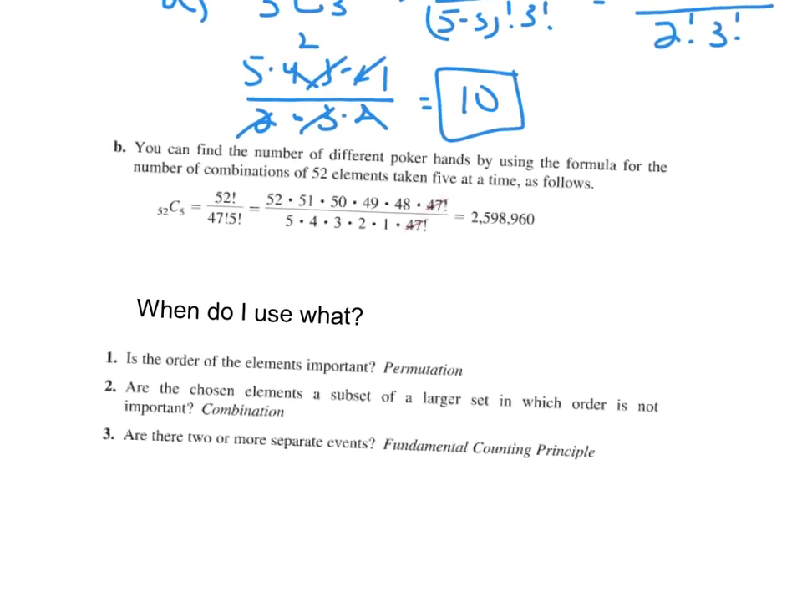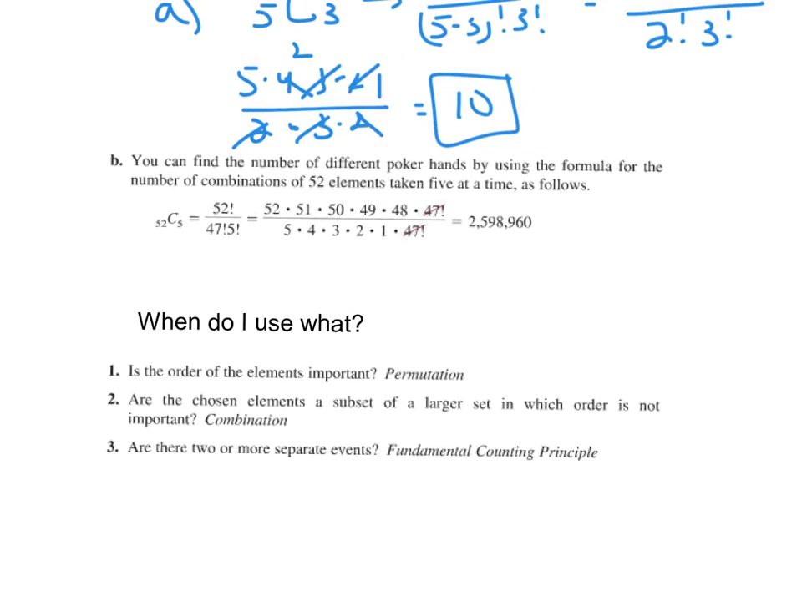This is just a recap of the 3 things we learned over the past 2 days, if you want to check it out. Order matters: permutation. Order doesn't matter: combination. Two or more separate events: the fundamental counting principle. On the next page, it's going to be a bunch of practice. I want you to try them out, and then I will give you all the answers at the end. If you have questions, feel free to check in with me during my office hours.